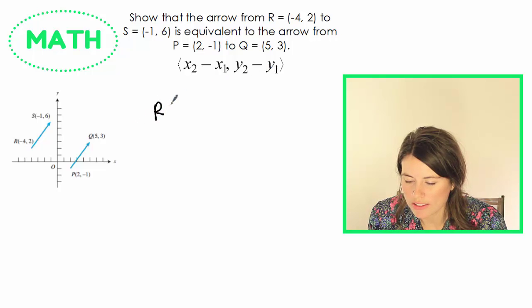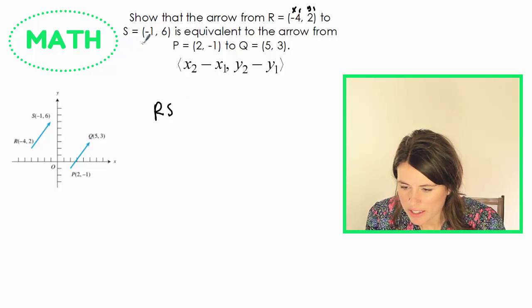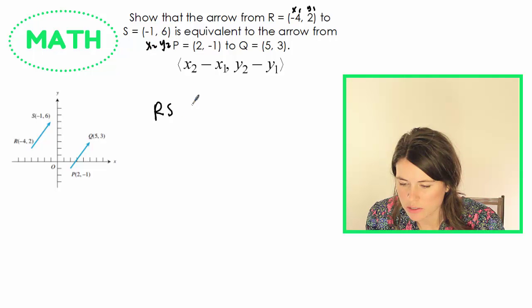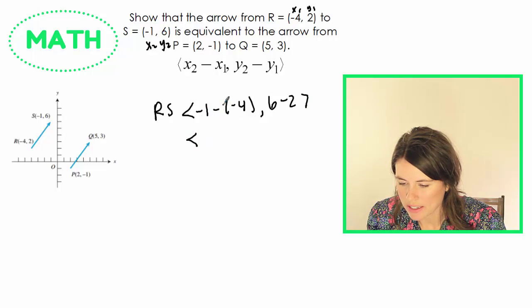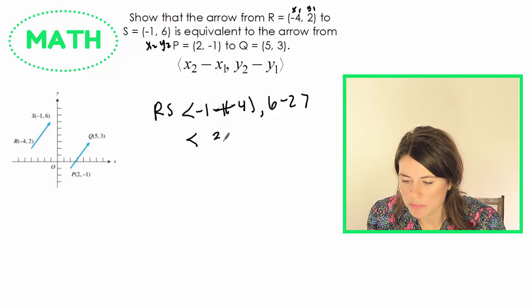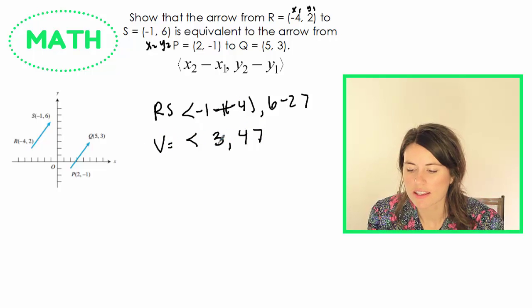So I'm going to do RS first. R is (-4, 2). So that's going to be my x1, y1. And then S, my ending point, is going to be my x2, y2. So I am going to take that and subtract those. So I am going to do -1 minus -4, comma, my y2 is 6, minus 2. And that is going to give me -1 minus -4. That becomes an addition problem, so that would be +3, 4. So the vector RS is (3, 4).